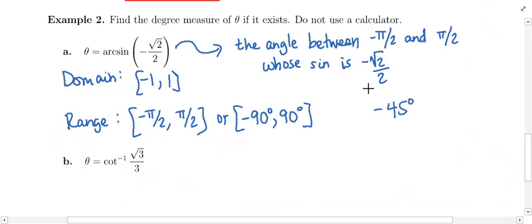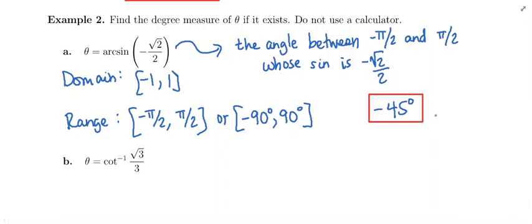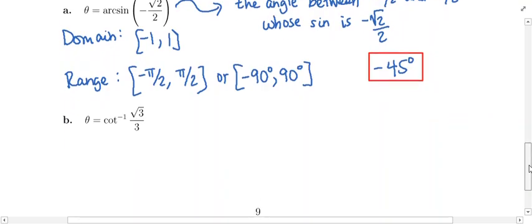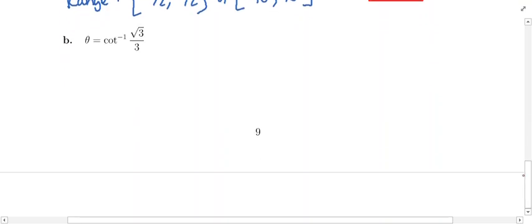Again, if you put 315 degrees, it is technically incorrect, even though 315 degrees and negative 45 degrees are coterminal. 315 degrees is technically incorrect because it does not fall between negative pi over 2 and positive pi over 2, which is the same thing as negative 90 degrees to positive 90 degrees. You have to pay attention to domain and range. Very important. Okay, let's try another one.